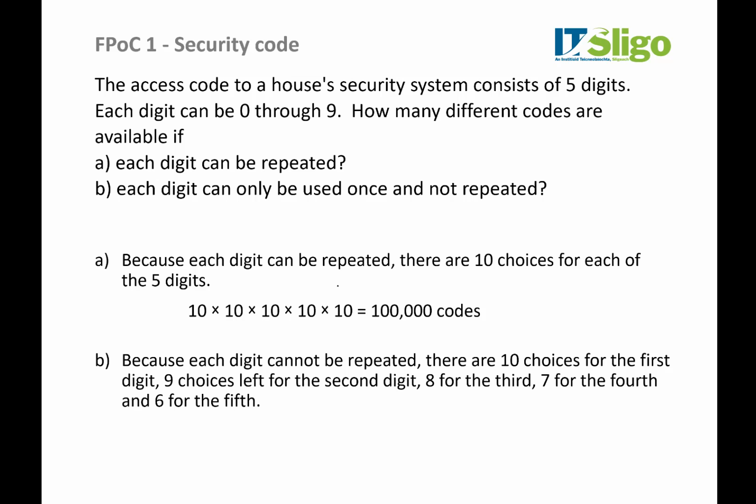If we're not allowed repeat digits, then we're allowed 10 for the first number, but we're only allowed 9 for the second because we've used up one number, we can't repeat it. 8 for the third, 7, 6, and again we multiply. Now this significantly reduces the number of codes. As we can see, nearly less than 1/3. But that's the fundamental principle of counting one. If you see the word and, we multiply. First number and second number and etc.